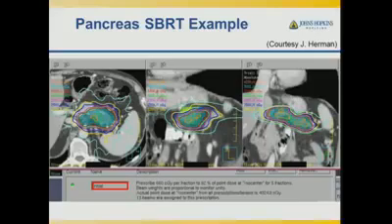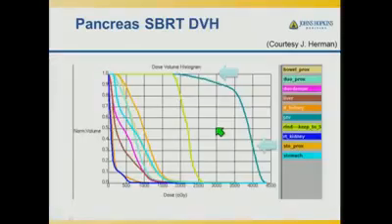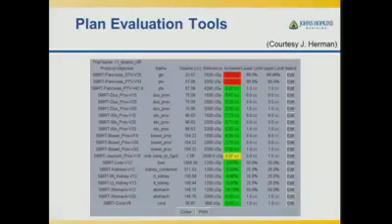This is an example from Joe Herman for a pancreas SBRT case. Again, you can see that they have very tight dose gradients around the abdominal structures. One thing to keep in mind for pancreas is that we're very surrounded by the abdominal OARs, so you may not see the really great coverage that you're used to seeing in an IMRT plan. You will have to make some sacrifices for these abdominal structures.